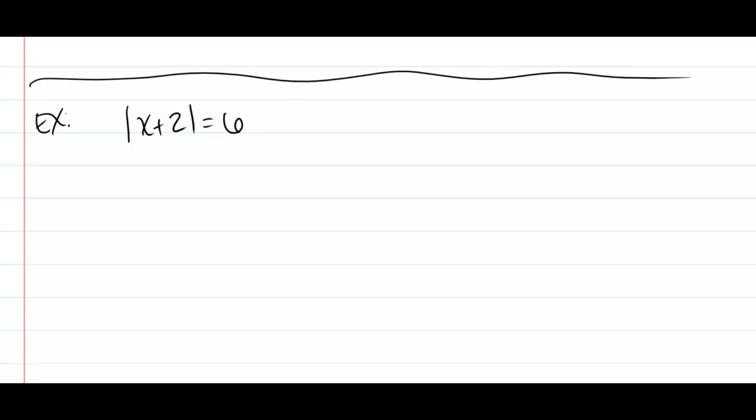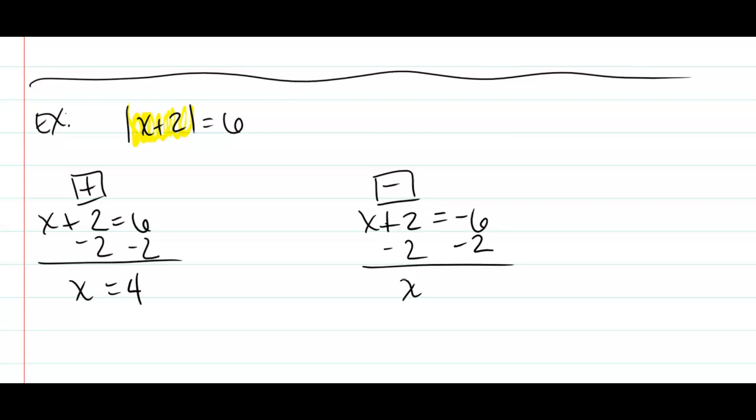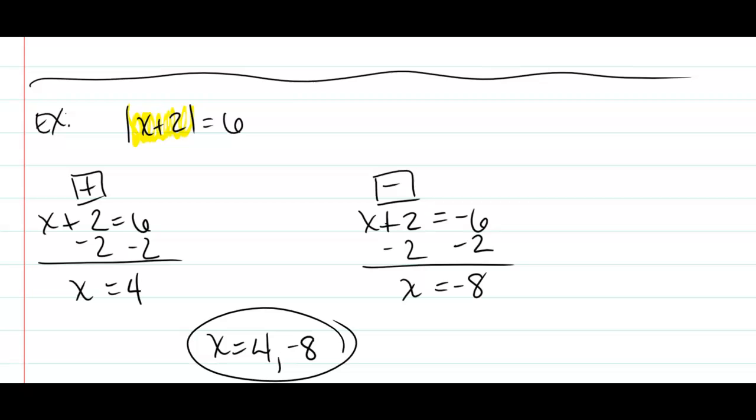This is my first example. My absolute value is already isolated, so we're going to create my positive equation, x plus 2 equals 6, and then my negative equation, x plus 2 equals negative 6. And then you just solve for x. Subtract 2, x is equal to 4. And over here, we also subtract 2, x is equal to negative 8. So the two possible answers for this one are 4 and negative 8.